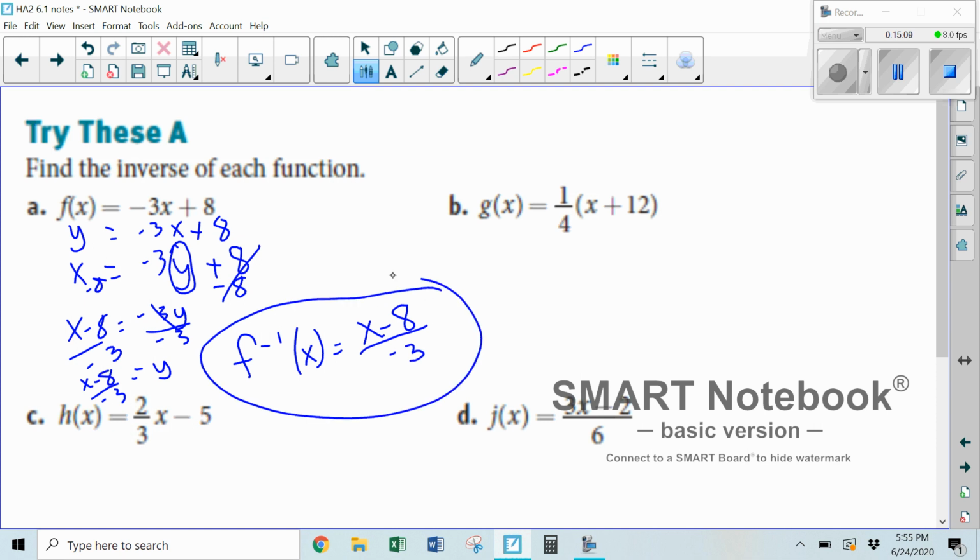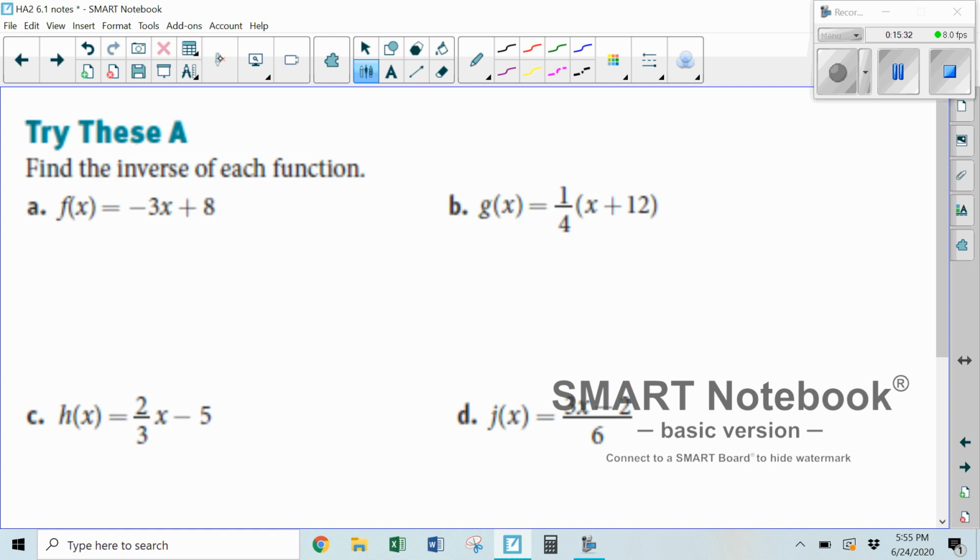And that's the inverse. A lot of times in math, we don't leave the negative in the denominator, so I prefer to write it like this. Put that negative out front, or apply it to the top. So that would be negative x plus 8. Either one is fine. Let's try B.